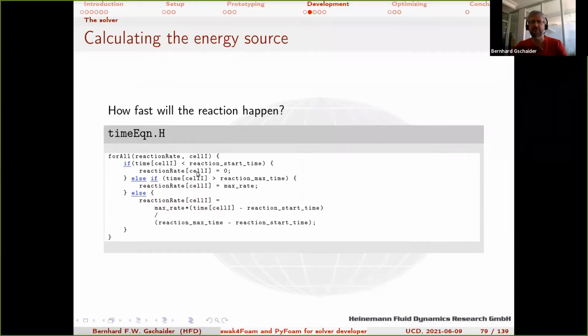So basically, it loops over the reaction rate field that was created somewhere else. It sets the reaction rate to 0 if the time in the current cell is smaller than the start time. It sets it to the maximum rate if it's bigger than the maximum time, and for all cells in between with values in between, it does a linear interpolation between the two.